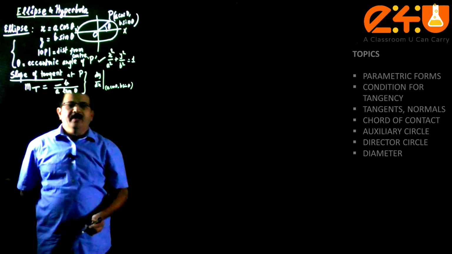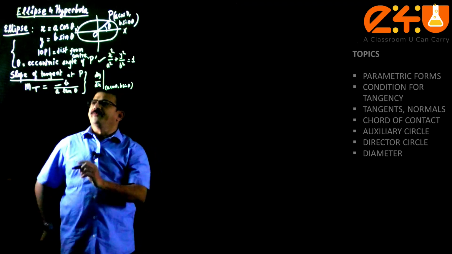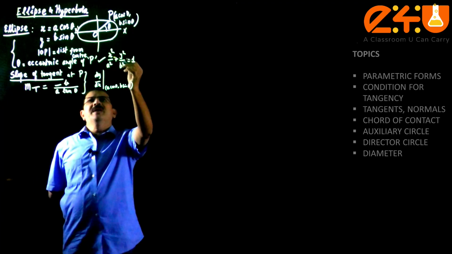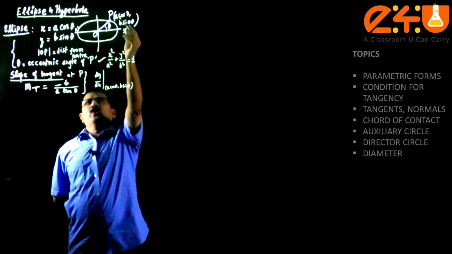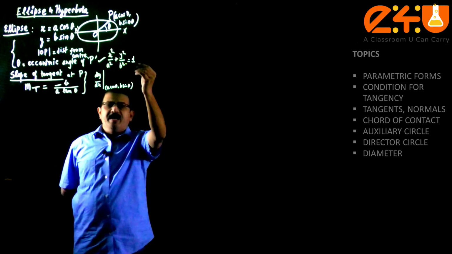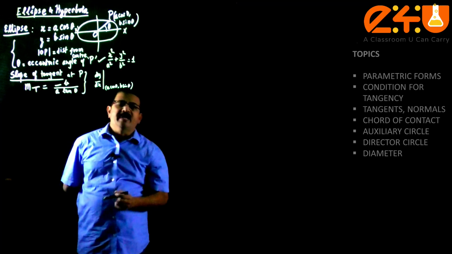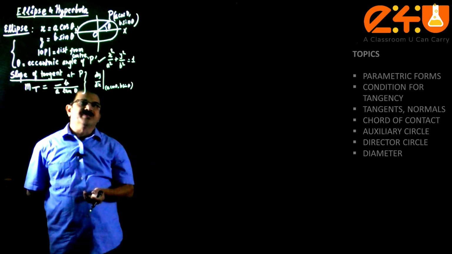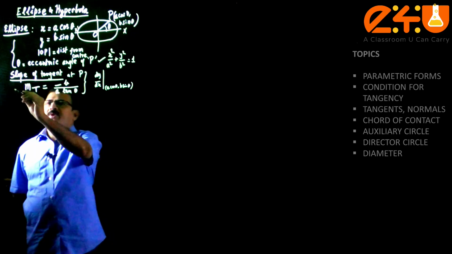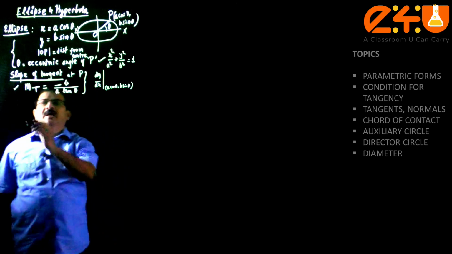Another way you can derive the slope is, we already know how to prepare equation of tangent by replacing x square with x1. So x times a cos theta by a square plus y times b sin theta by b square gives 1. So x by a cos theta plus y by b sin theta equal to 1. From that also we will be in a position to write the slope of tangent in terms of parameter.